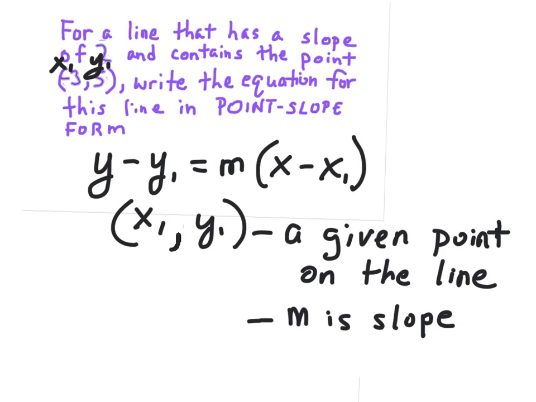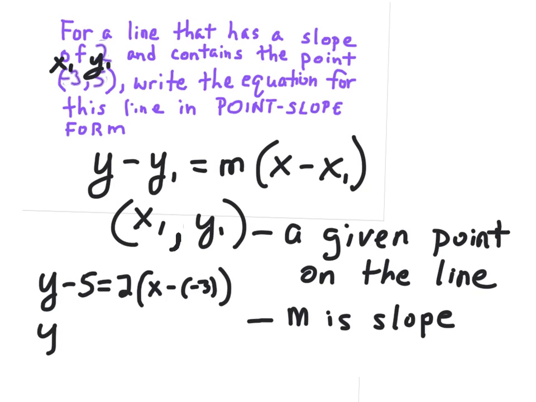So I'm going to take, what's my y value? 5. I say y minus 5 equals, my slope is 2, and then I say x minus negative 3. Now we'll take one more step and simplify that. So this equation, this is your first linear equation that you've done in point slope form, is y minus 5 equals 2 times the quantity x plus 3.